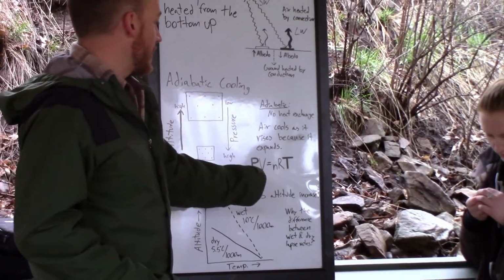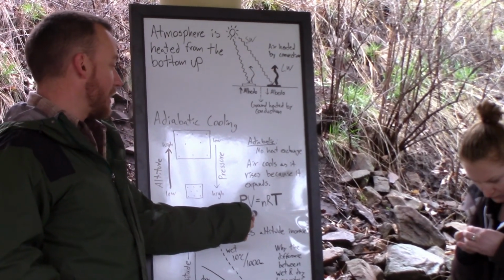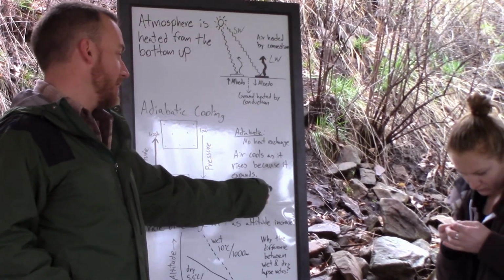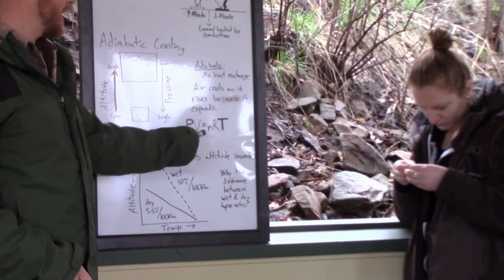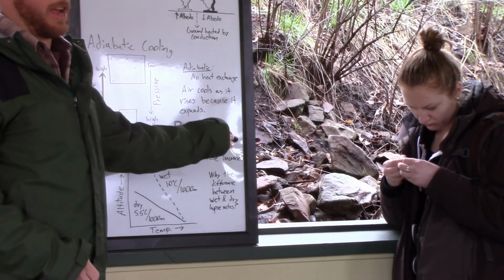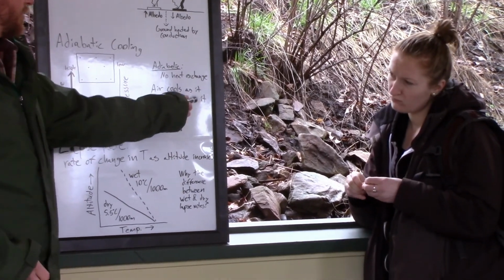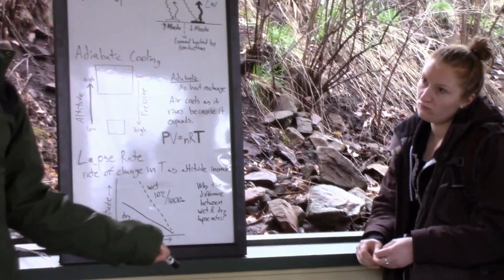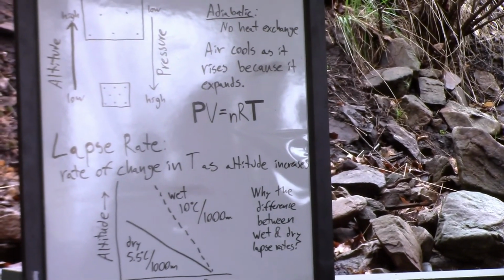And if we remember the ideal gas law, pressure times volume equals nRT. T is temperature. So what happens if pressure goes down? What must happen to T? Temperature goes down. It also goes down, right? So that's this law in action. Air cools as it rises because it expands, or because the temperature goes down. Does that make sense? Great.